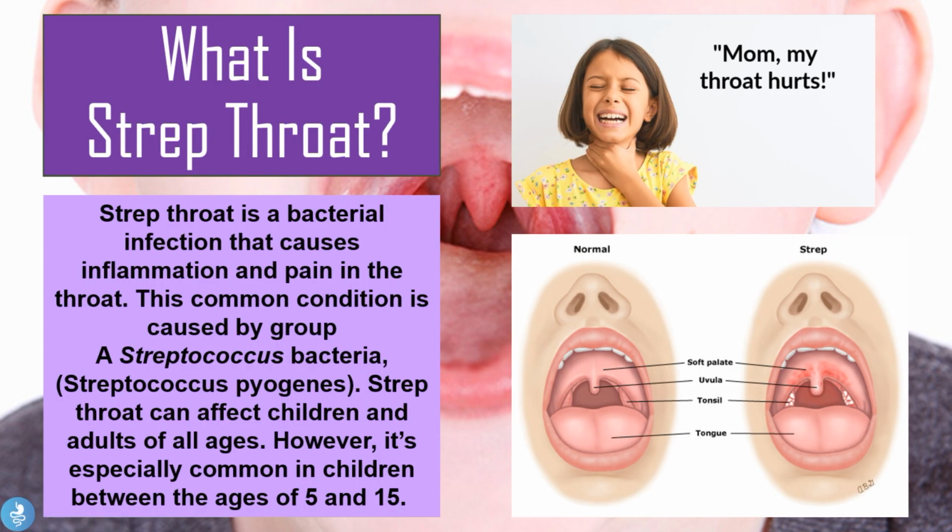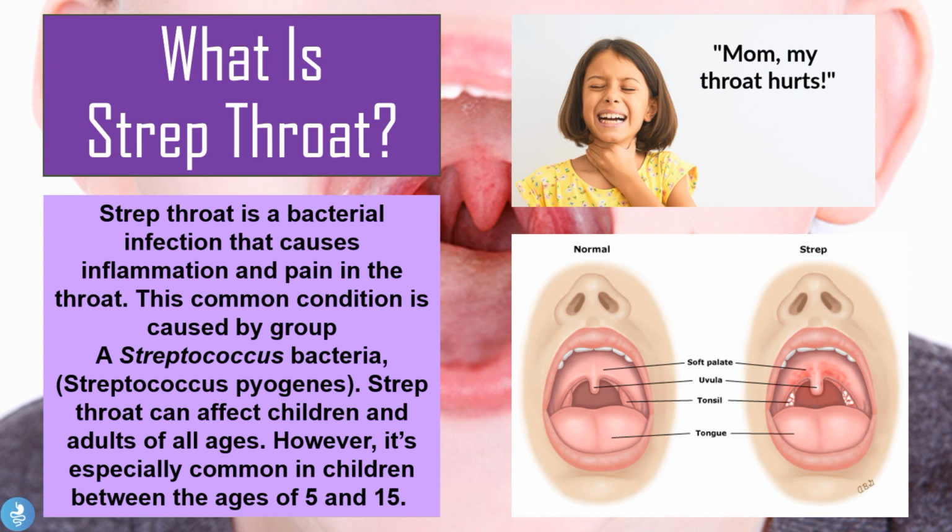So what is strep throat? Strep throat is a bacterial infection that causes inflammation and pain in the throat. This common condition is caused by group A Streptococcus bacteria, more specifically Streptococcus pyogenes. Strep throat can affect children and adults of all ages. However, it is especially common in children between the ages of 5 and 15.